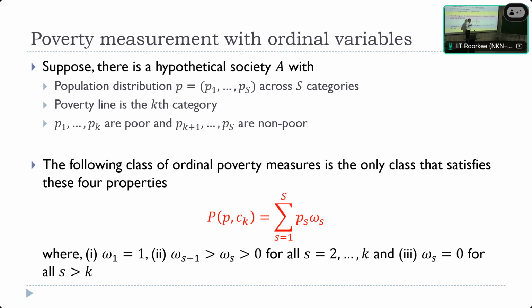Remember, for the normalized gap, those not having poverty, the non-poor, had a normalized gap of 0. Same thing here. If you have the non-poor categories, they all receive a weight of 0. The poorest category receives a weight of 1. And all the subsequent categories, as they reflect less deprivation, get lesser and lesser weight. So 1, 0.9, 0.8, and so on. And those who are non-poor receive a weight of 0. That's your poverty measure in ordinal context. As simple as that.